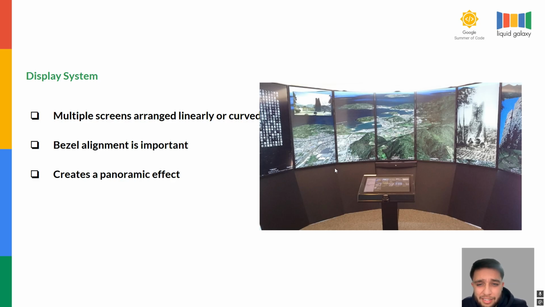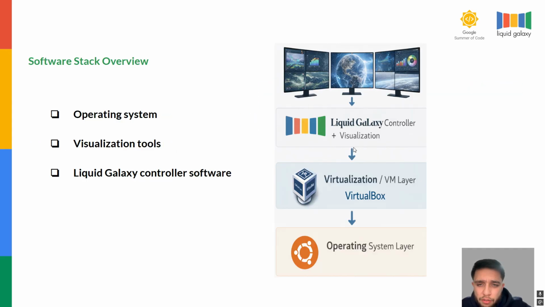So where seeing a larger area at once improves understanding. So overall, the display system is what gives Liquid Galaxy its immersive and engaging visual experience. So software stack overview. The first part of the software stack overview is the operating system. Each node, including the master and slave nodes, runs on an operating system that manages resources like memory, processor, and storage. So this provides a stable base for all software to run smoothly.